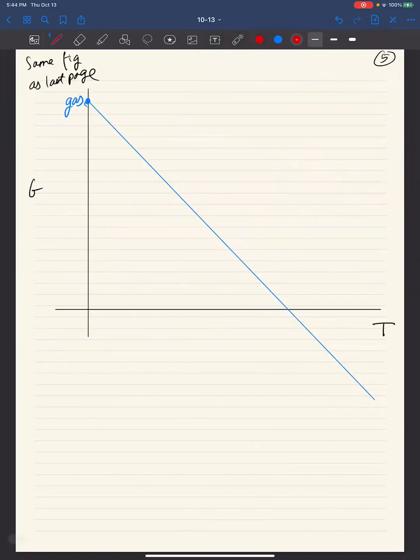Liquid is going to be something like this, and solid is going to be something like this. Okay, it's the weakest. So this is gas, and this is liquid, and this is solid. Okay, so what does this mean?